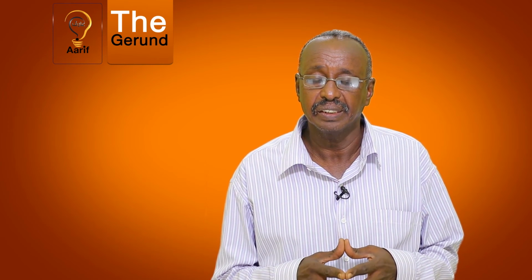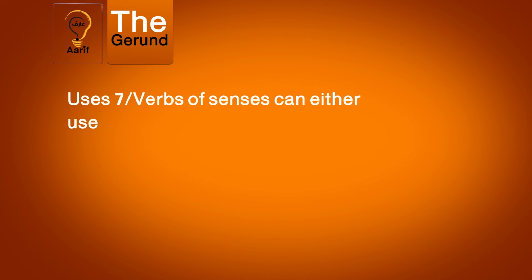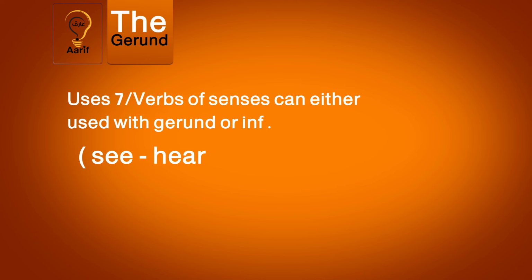The 7th use of gerund is after the verbs of senses. But these are verbs of senses that we have no control over. If I say I watch, I control watching TV. I listen, I control. But here we don't mean these verbs. We mean see, because I can't control see. Also hear. Or feel. You don't control feeling, for example, the cold or the heat.